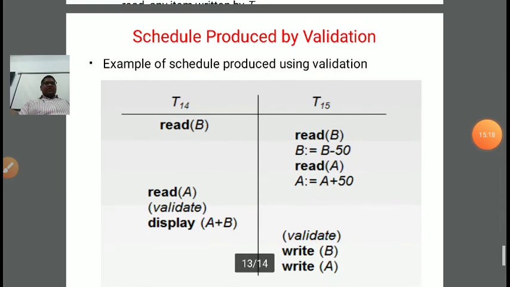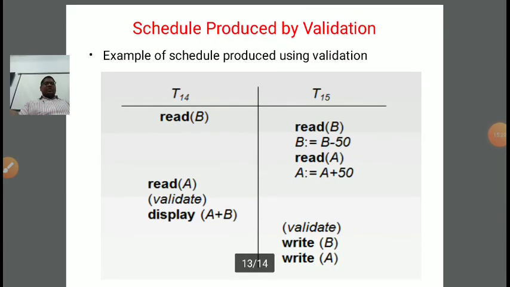Now one schedule is given. If you see, T14 and T15, two transactions are there. T14 does a read on data item B. After that T15 reads B, then subtracts 50 from B, then reads A, and then adds 50 to A. After that we go to T14, which does a read on A, then validation, and then display of A plus B. Then validate for T15, then write B and write A.